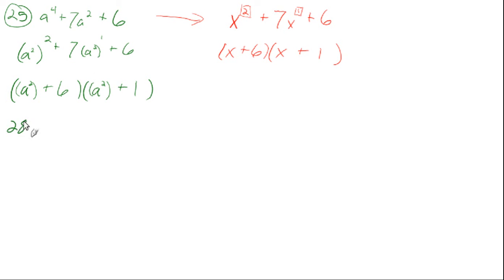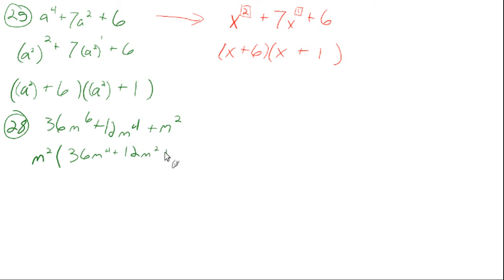Let's do another. It's number 28. M to the 6th plus 12m to the 4th plus m squared. As always, we should check and see if we can factor something that's in common among all three terms, and we can factor out an m squared. Get 36m to the 4th plus 12m squared plus 1.